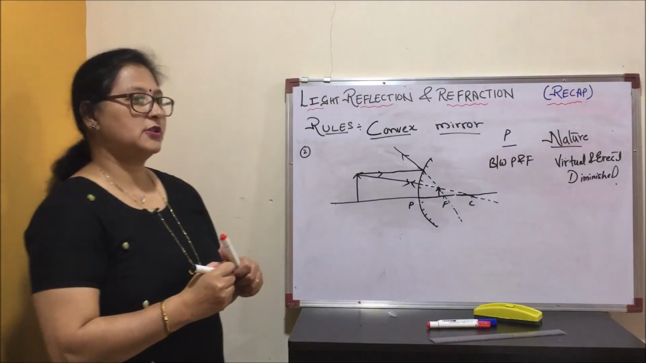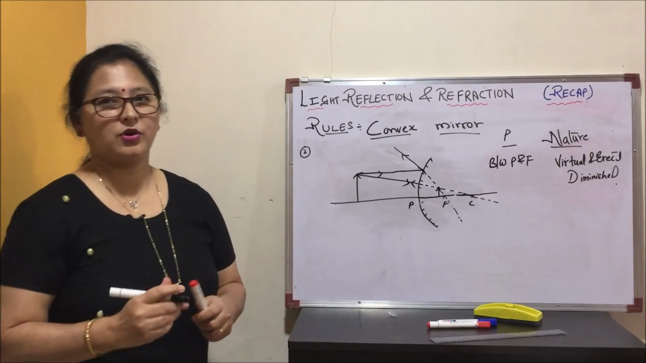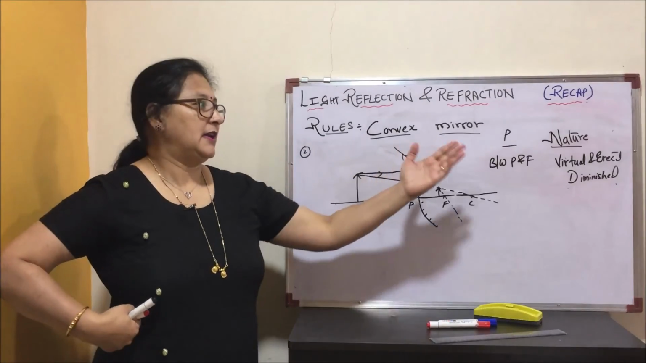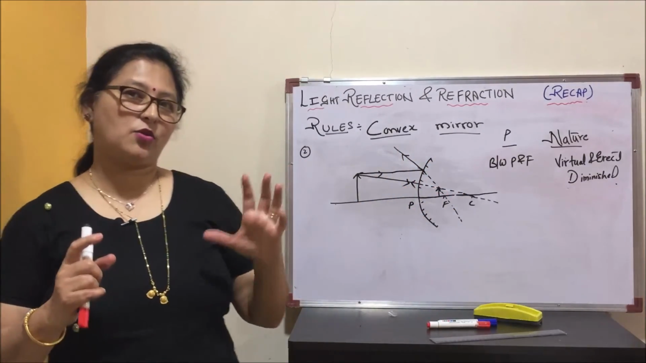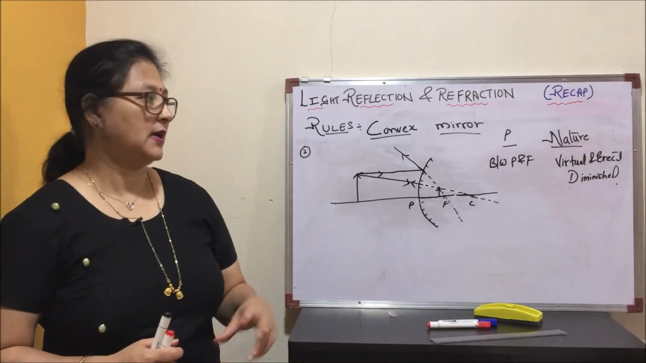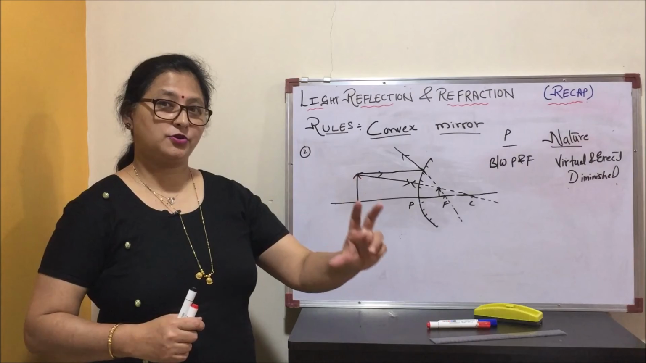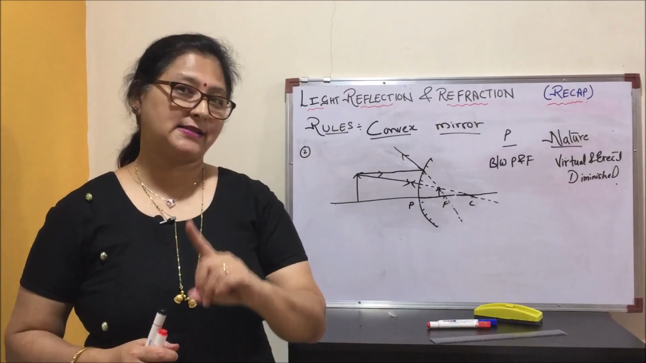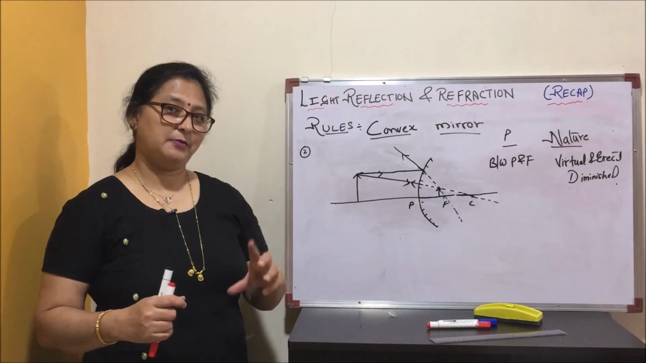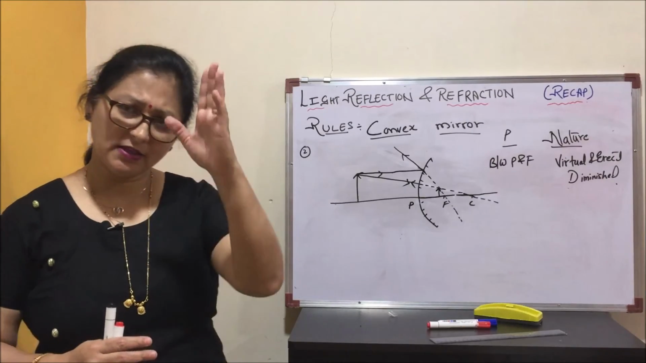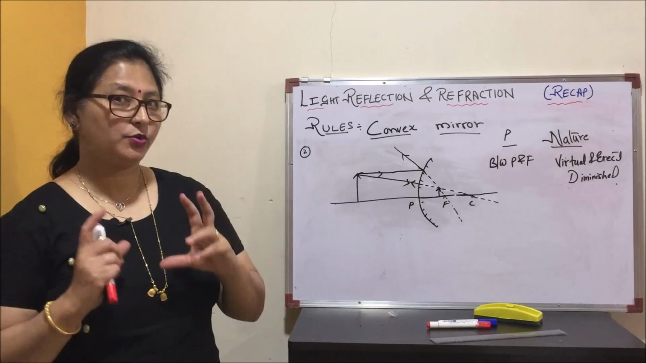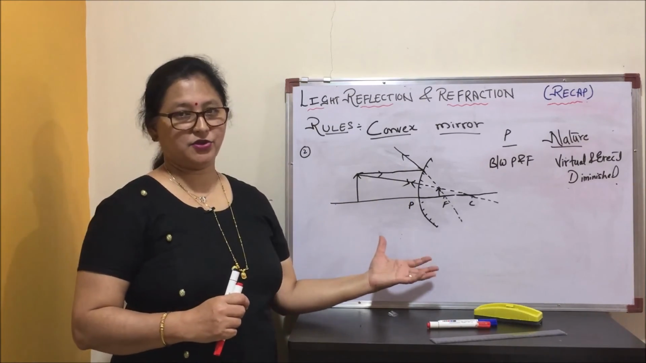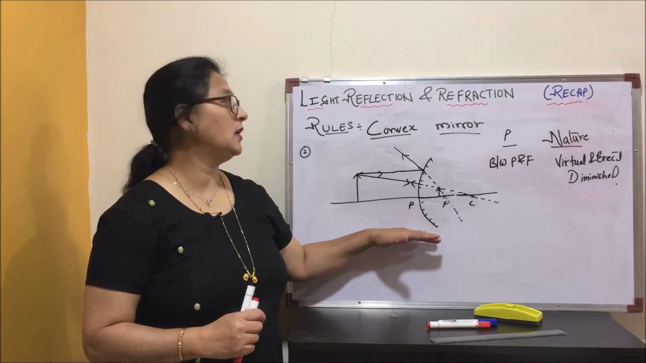Right? So this is all about the images on concave and convex mirrors. Children, if you have noticed very carefully, in the concave mirror we couldn't produce an image which is diminished and erect. In the last case of concave mirror, the image was virtual and enlarged, right? But we couldn't find a virtual and diminished image. So that was possible only in the case of convex mirror.